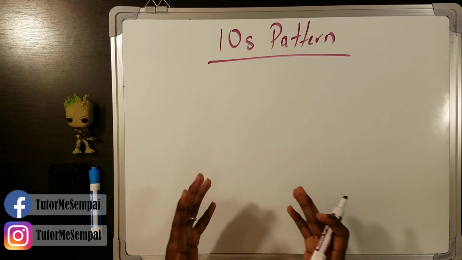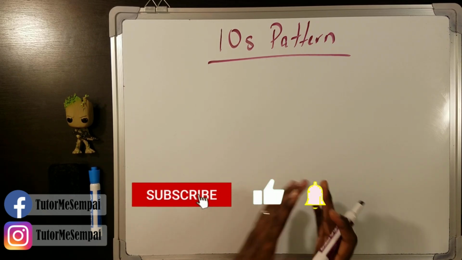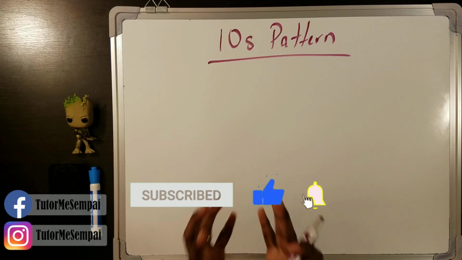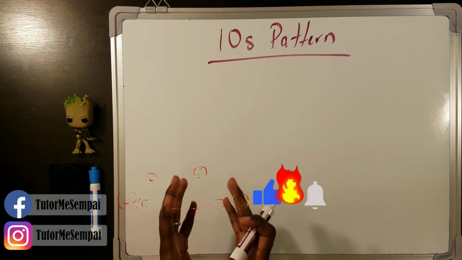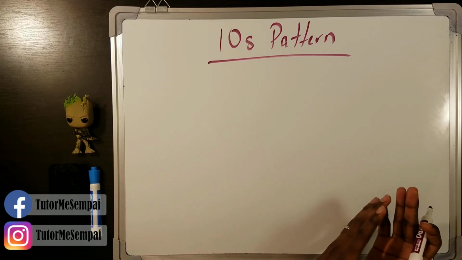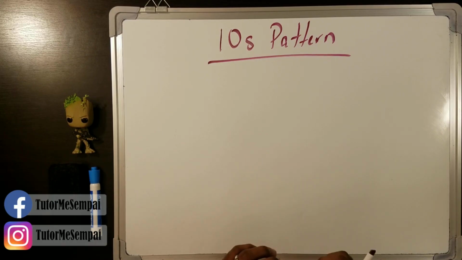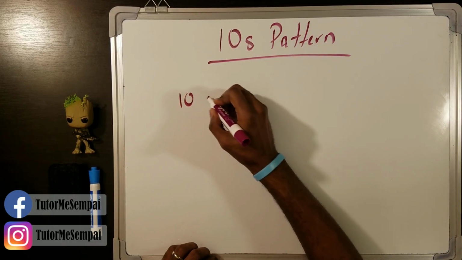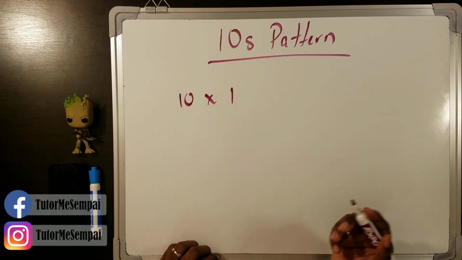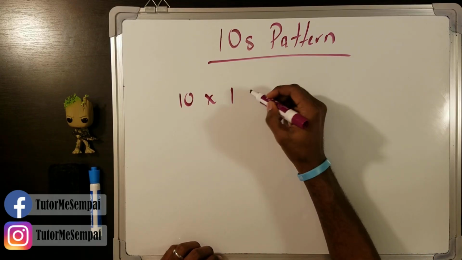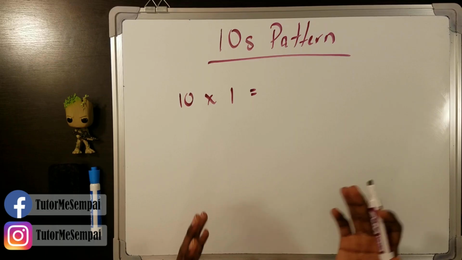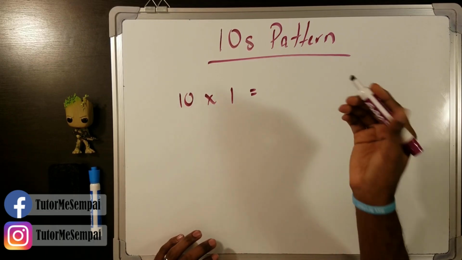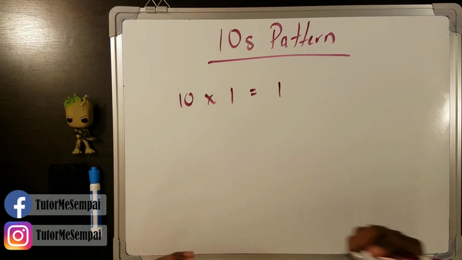Let's begin by multiplying a few things by 10 first. If we can do that and identify a pattern, well, that pattern could be used for multiplying more difficult things by 10 later. So let's start with some easy ones. Let's say 10 times 1. What is 10 times 1? Now we know that anything times 1 is going to be itself. So 10 times 1 is just going to be 10.